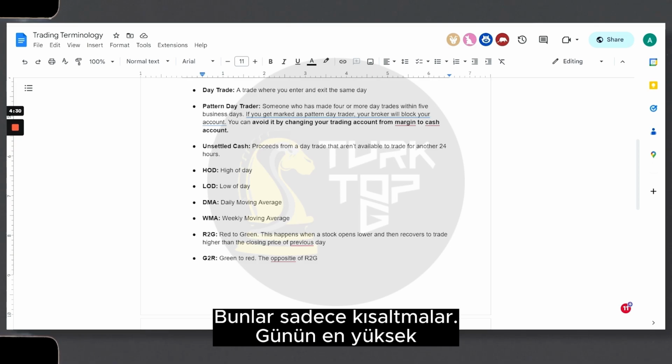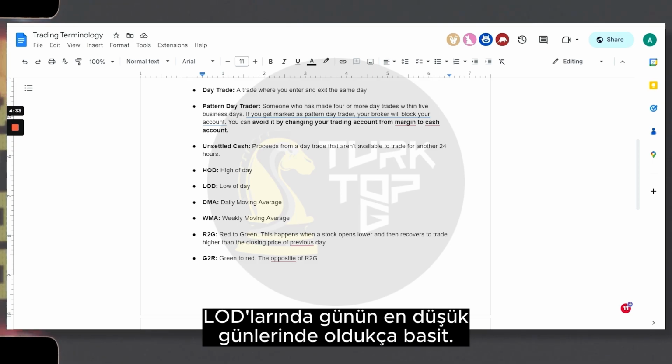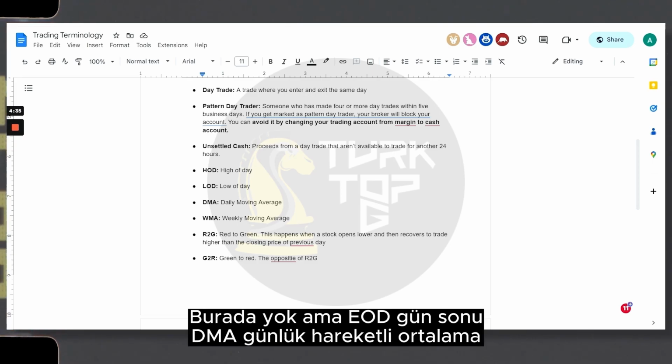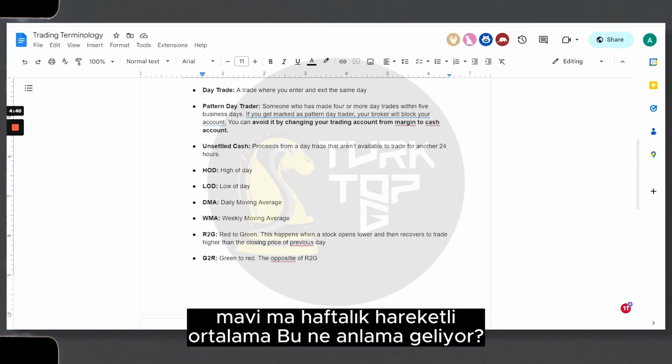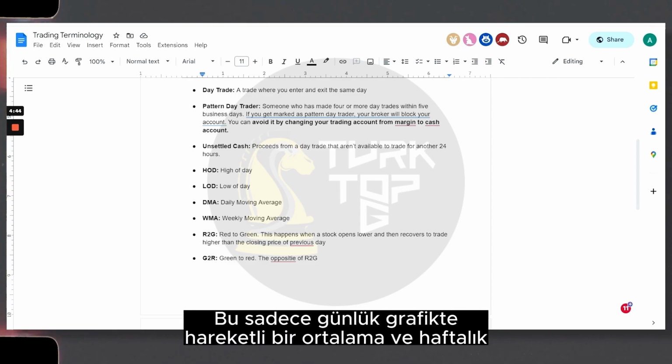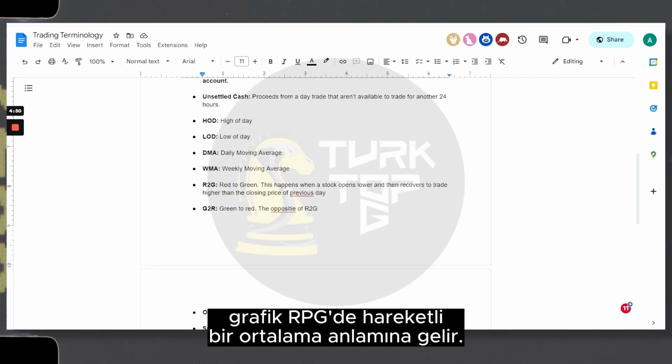These are just abbreviations. It's pretty simple. HOD is high of day. LOD is low of day. I don't have it here, but EOD is end of day. DMA, daily moving average. WMA, weekly moving average. What does that mean? It just means a moving average on the daily chart and a moving average on the weekly chart. R2G, I use that quite a bit.